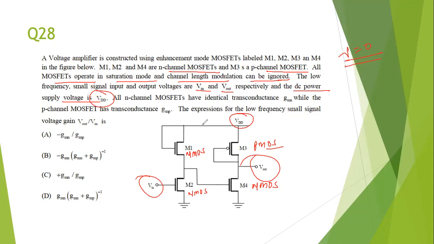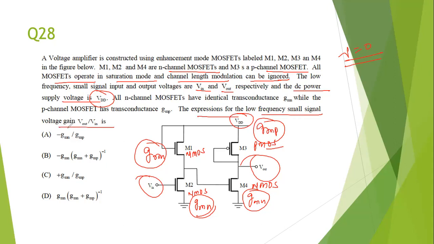And all N-channel MOSFETs have identical transconductance. This is GMN, this is GMN, and this is GMN, identical transconductance, and this is GMP. The expression for the low frequency small signal voltage gain equals what? So we have to find V output upon V input. So how can we find V output upon V input?